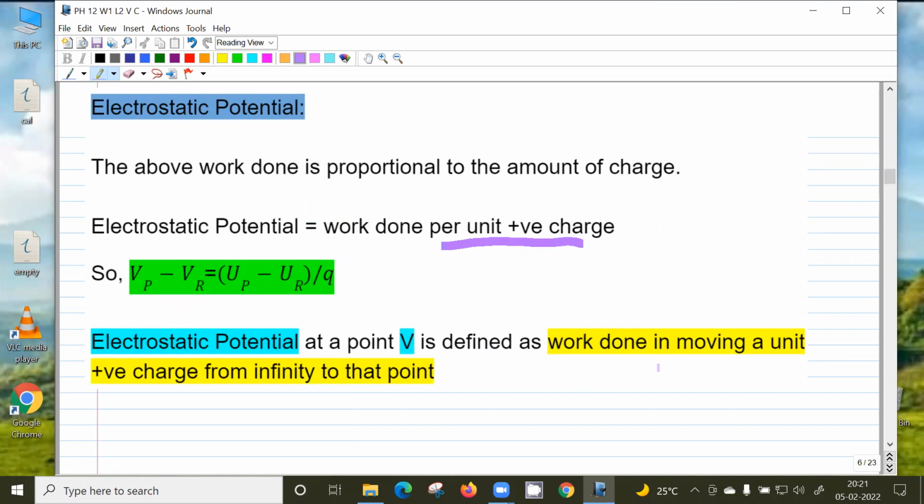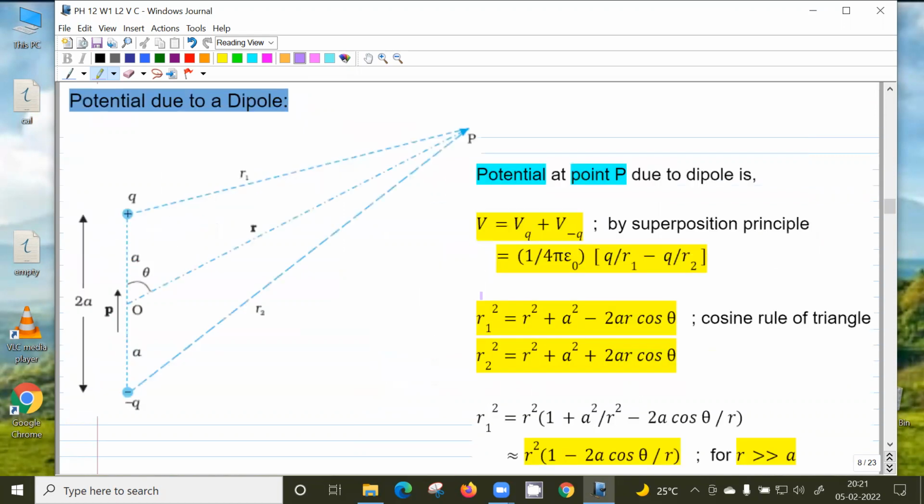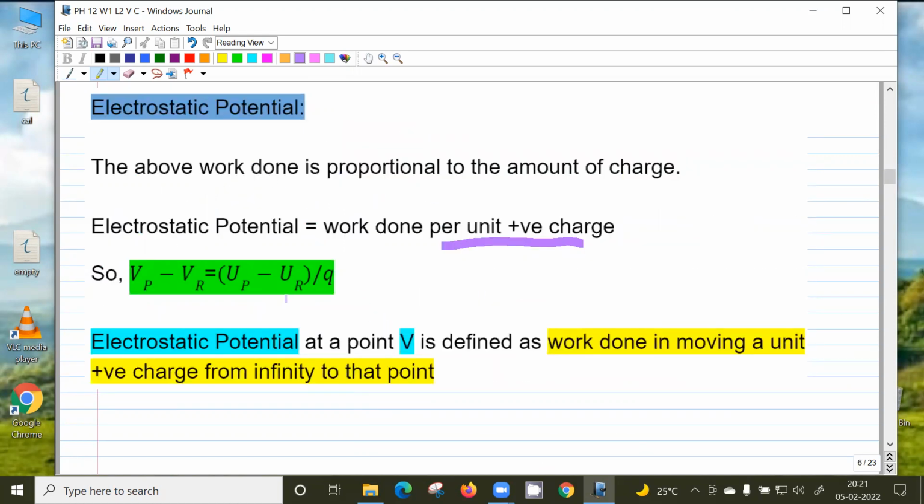So electrostatic potential at a point, this is potential difference, but I just have to define electrostatic potential at a particular point, say P. That is the work done in moving the unit positive charge from infinity to that point. What is potential at infinity? 0. Because its electric field is 0, and also I have to move the charge from infinity to infinity, so work done is 0. So electrostatic potential at a particular point P is the work done from moving from infinity to this one, so it will be U_P divided by Q.